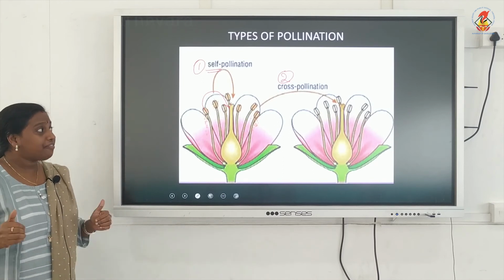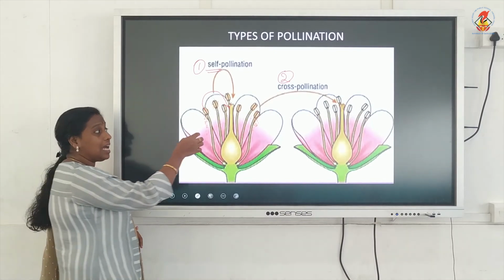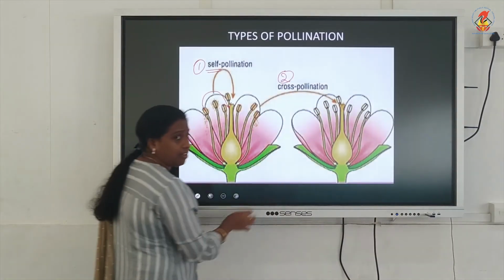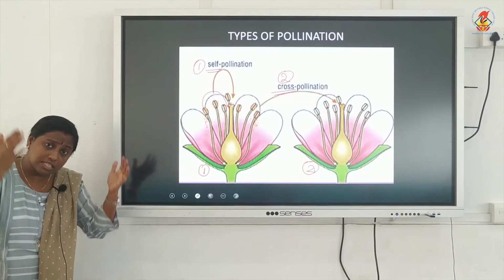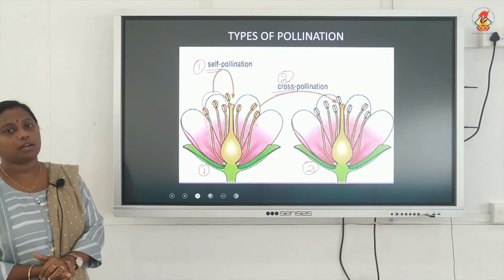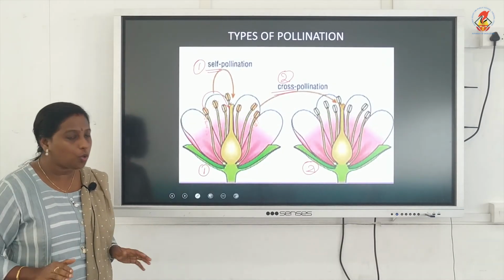But if the pollen grain of this flower is going and falling on the stigma of another flower, this is flower number 1, this is flower number 2. Okay, the pollen grains are travelling from the first flower and going and falling on the stigma of the second flower. You call it as cross-pollination. The other flower may be on the same plant or on a different plant. So, is this clear? So, self and cross-pollination is over.